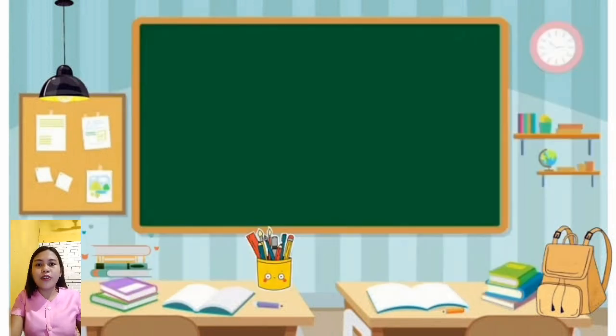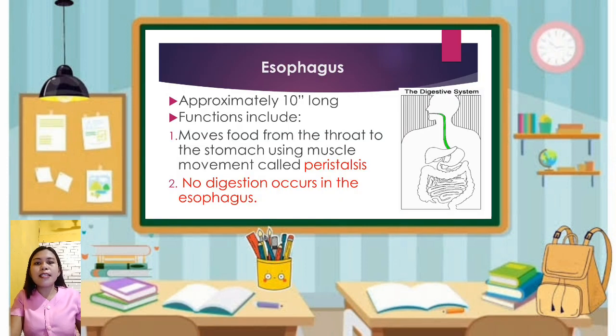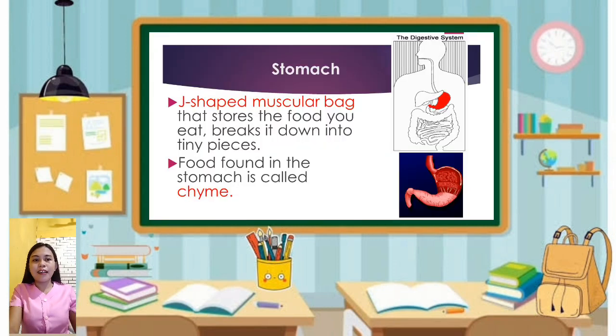Okay, let's go down to the esophagus. The esophagus is approximately 10 inches long, and its function is to move food from the throat to the stomach using the muscle movement called peristalsis, and no digestion occurs in the esophagus. Next is the stomach. The stomach is a J-shaped muscular bag that stores the food you eat and breaks it down into tiny pieces. Food found in the stomach is called chyme. It is where the digestion of foods continues.